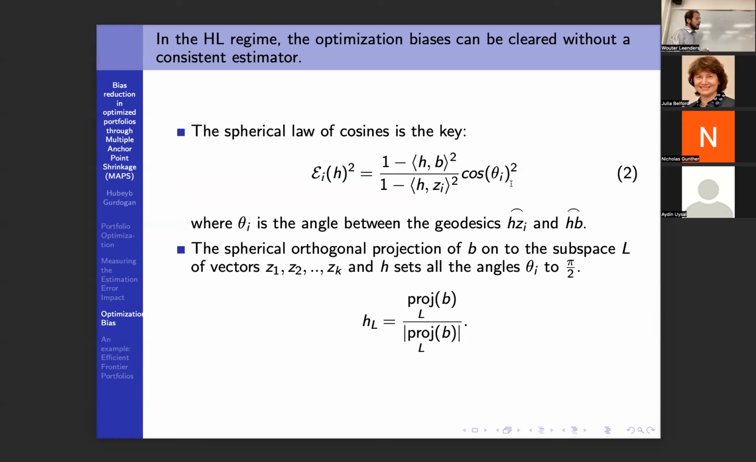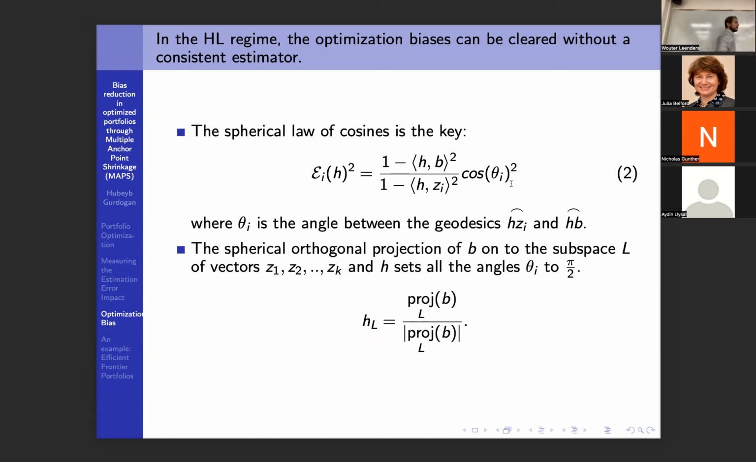Okay, and from there, the remedy is the oracle estimator that will actually kill all these optimization bias terms by setting those angles to 90 degrees. It is the projection of B, the spherical orthogonal projection of B onto the subspace generated by the Z_i's and H. By virtue of the spherical orthogonal projection, that will set all those angles to 90 degrees.